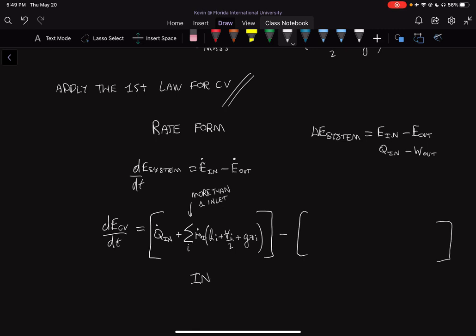Our energy flow rate out is W dot out plus the sum of m dot e, which is our exit. Okay, we're going to use an e for exit, times he plus Ve squared over 2 plus g ze, and that would be our energy rate out of the system.